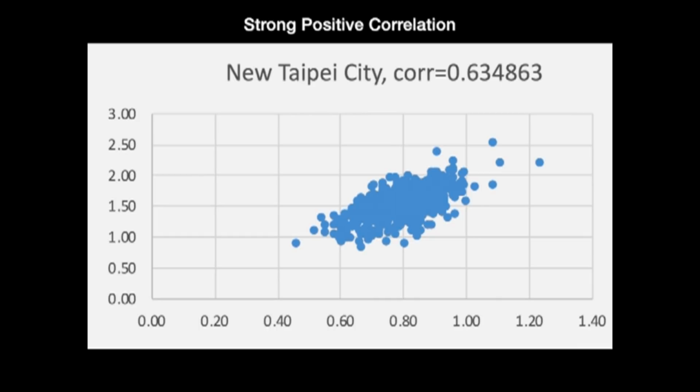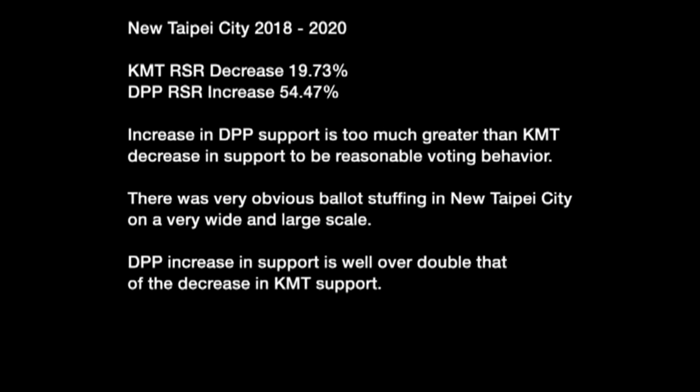In New Taipei City, we see a strong positive correlation of 0.63. There is definitely a great deal of ballot theft, but especially ballot stuffing in this area. In New Taipei City, we see a KMT decrease of 19.73% with a DPP increase of 54.47%. The increase in DPP support is far greater than the KMT decrease in support to be reasonable voting behavior. There was very obvious ballot stuffing in New Taipei City on a very wide and large scale. DPP increase in support is well over double that of the decrease in KMT support.